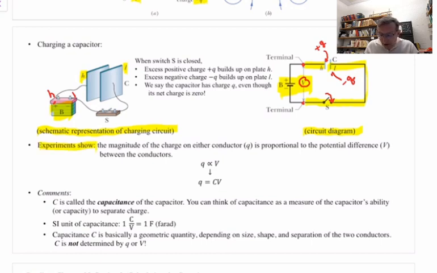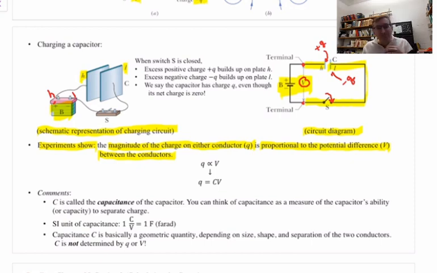The magnitude of the charge on either conductor, we're just going to call that Q, because one is plus Q and the other is minus Q. So we just call the magnitude of the charge Q, is directly proportional to the potential difference V between the conductors, which is determined by the potential difference V of the battery.